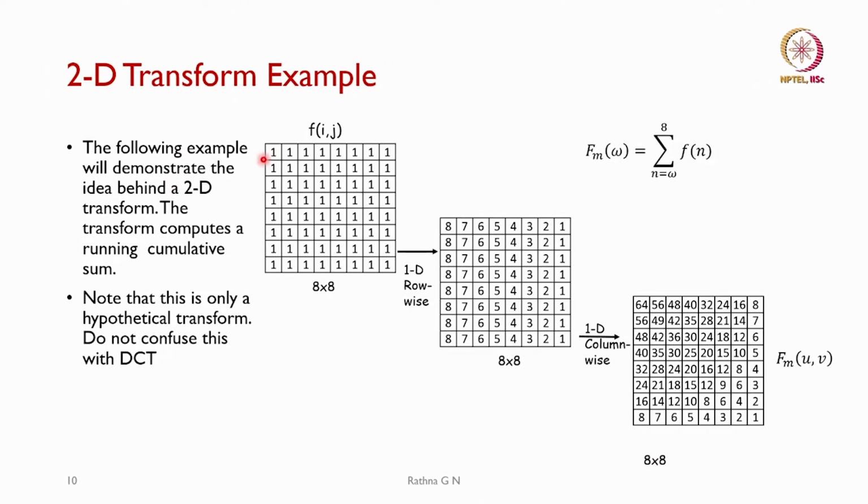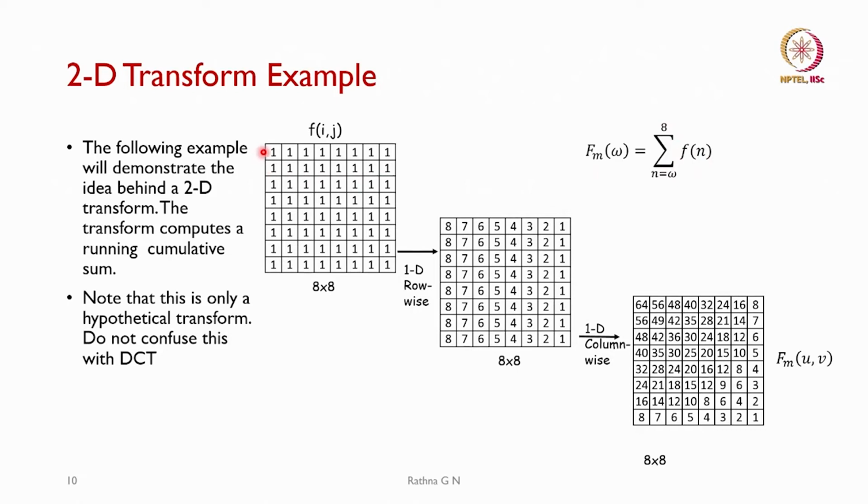The first one represents all ones in this f of i comma j, and it is an 8 by 8 matrix. First we do the 1D row wise transform. The function we are using, F m of w, mimics our DCT, where n varies from 0 to 8 and we take the summation of f of n.